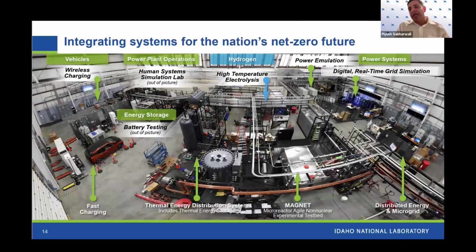This is a pretty busy slide. It's not meant to confuse, it's just how the ESL array looks. So we have that hydrogen I talked about, steam electrolysis. We have a wireless charging place. We have additional real-time grid simulation. And we have this TEDS, which is on the bottom part, which basically uses Therminol 66, which is a simulant for molten salt, again just as an energy storage medium.